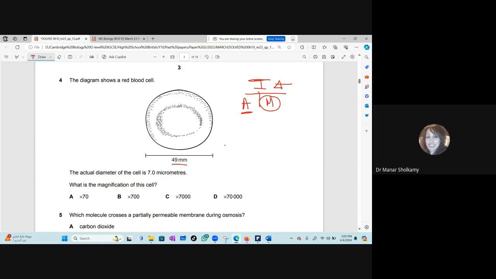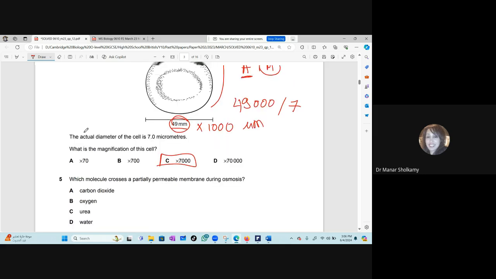Yes, so 49 multiplied by 1000 is going to be 49,000 micrometers. You don't need to do any measurement here, because this 49 millimeters is considered the image. And then we will divide the 49,000 by what? 7. 7 micrometers. And the answer will be times 7,000. So the answer will be C. Okay, do you understand how we got it?